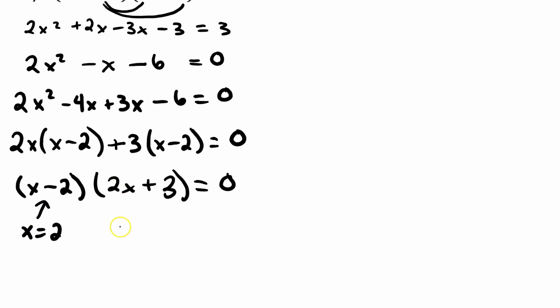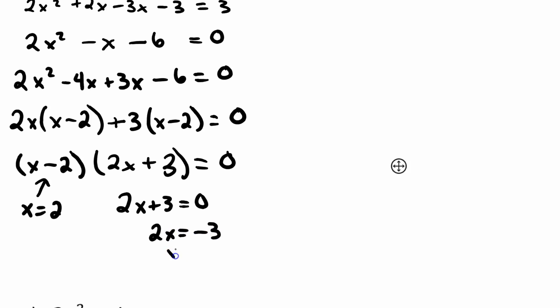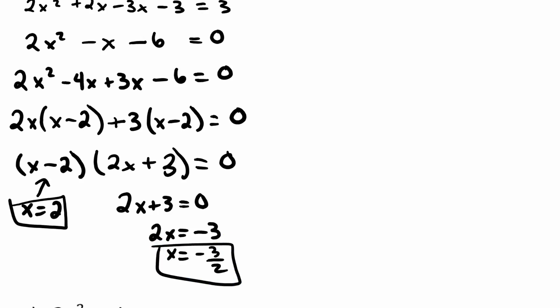So this one, we can just say x equals 2 because of that one. And this one right here, let's take a little bit of extra time with it. 2x plus 3 equals 0. 2x equals negative 3. And then x equals negative 3 over 2. So these are the things that I want to substitute in to my verification.